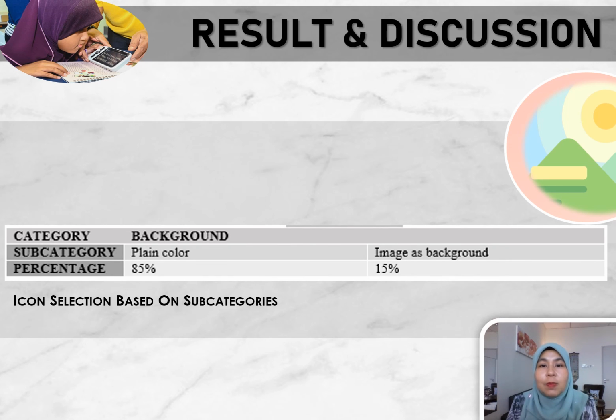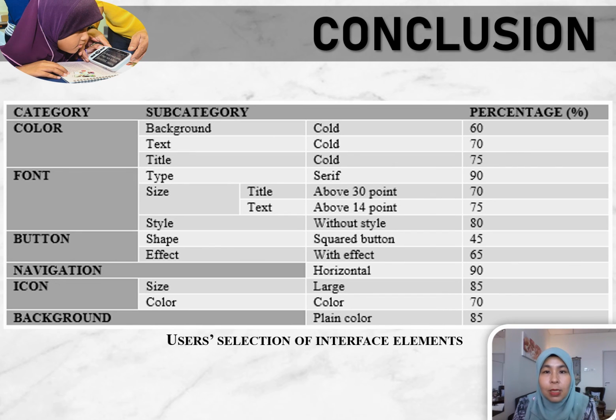Background selection is based on two selections, which are plain color background or image as background. Students have been given examples in this case as well. Based on the table, it shows 85% of students choose the plain color background and 15% choose an image as a background. The table shows the overall result of user selection of interface elements based on six main elements, which are color, font, button, navigation, icon, and background.